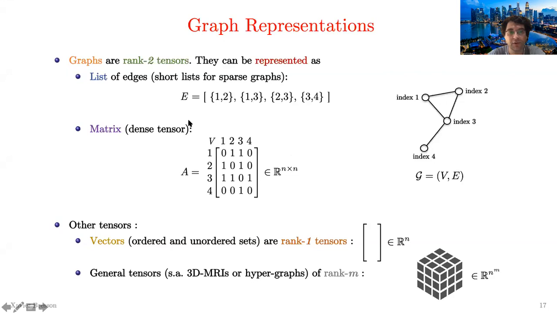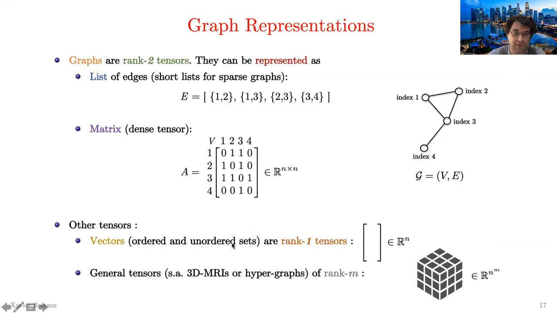If you have n nodes, it's going to be a dense matrix, here of size 4 by 4, and here you have your node indices 1, 2, 3, 4. So graphs are represented by rank 2 tensors. You can also look at different tensors: vectors are rank 1 tensors, and with vectors you can represent ordered sets, where the order of the features is important, or maybe another kind of set where you don't care about the order. I will come back to that in the next part of the lecture.